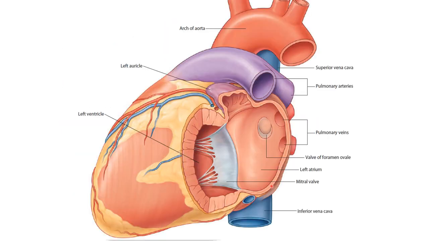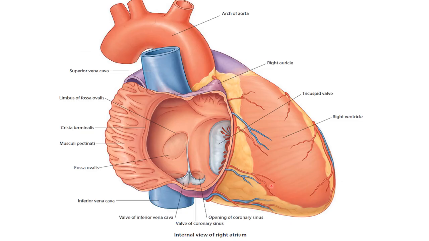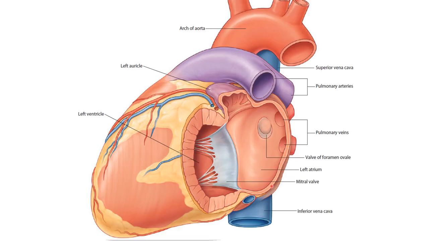All right, so those were the features of the right atrium. On the left atrium, again, you see the fossa ovalis, and then you can see a valve-like structure here on this side. So this is the left side.